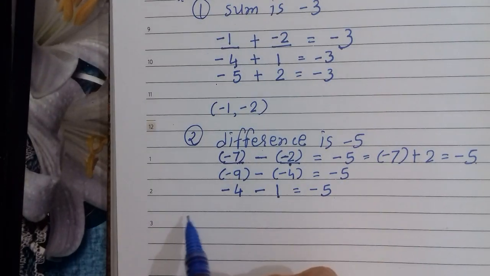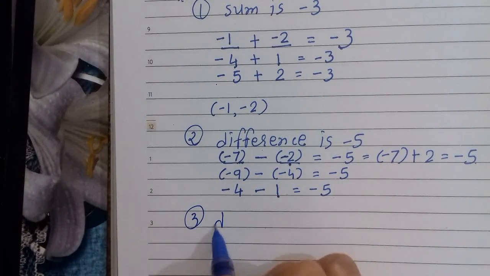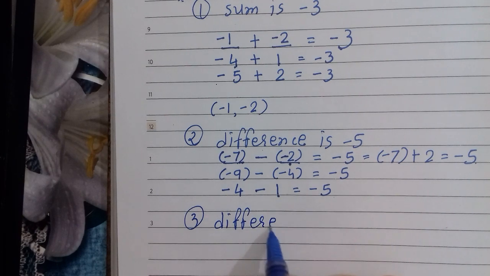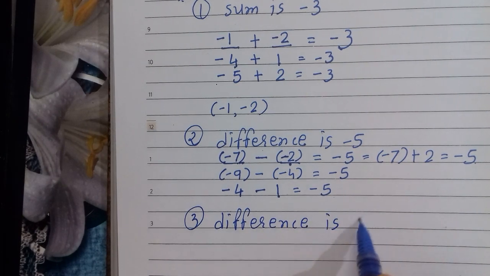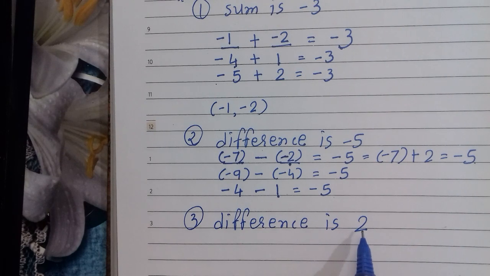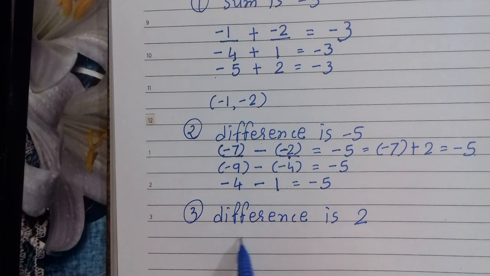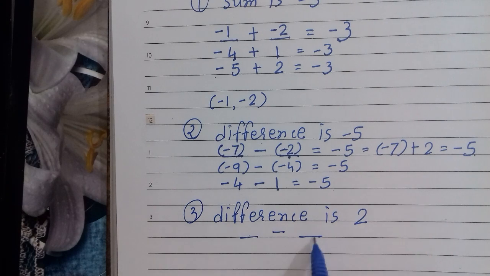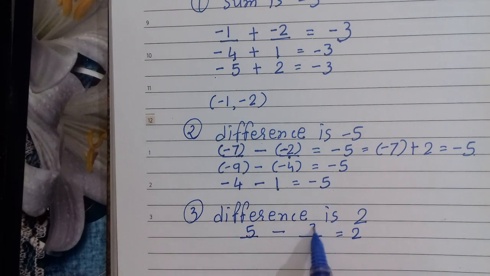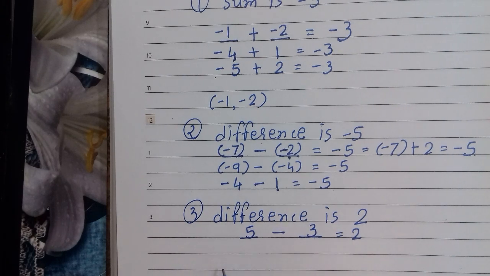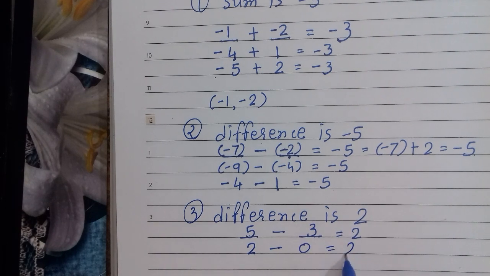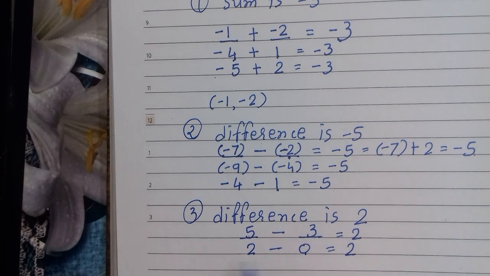Suppose the difference is 2. Here the difference is a positive integer. So select the two integers whose difference is 2. Very simple. 5 minus 3 is equal to 2. Second, 2 minus 0 is also equal to 2. 0 is also an integer and 2 is a positive integer. So you get the difference 2.